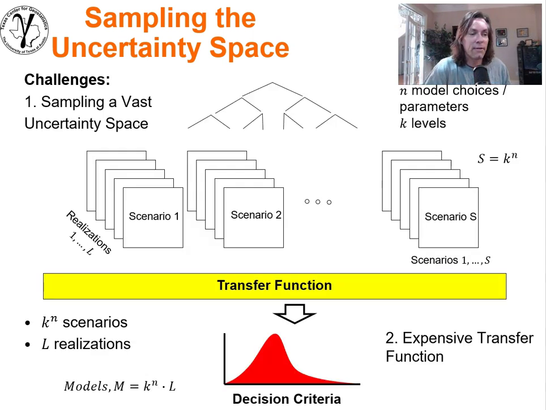But we have some problems we have to face. The first problem is the uncertainty space is vast. It's very, very big. Once again, imagine if you have n model choices or parameters we have to work with, and we just sample it with k levels. The result is going to be scenarios equal k to the n power. We saw previously that would be a lot of scenarios if we have a significant number of variables to work with. In addition, the total number of models is going to be equal to those scenarios multiplied by the number of realizations that we want to use.